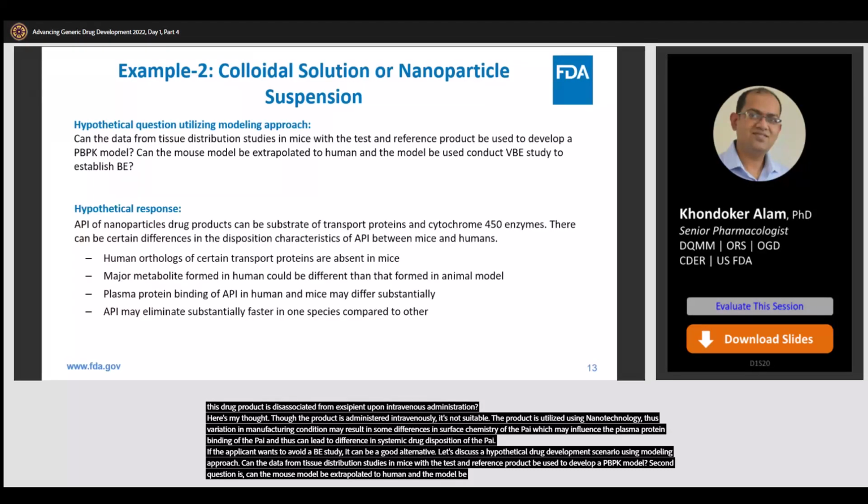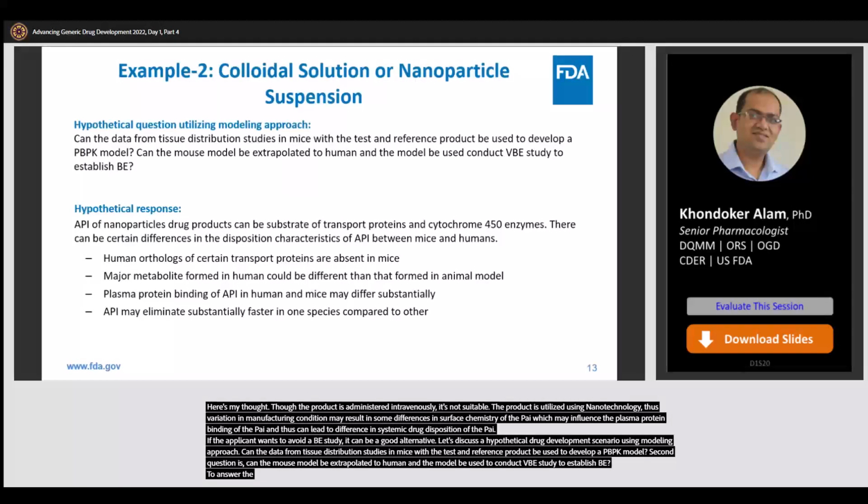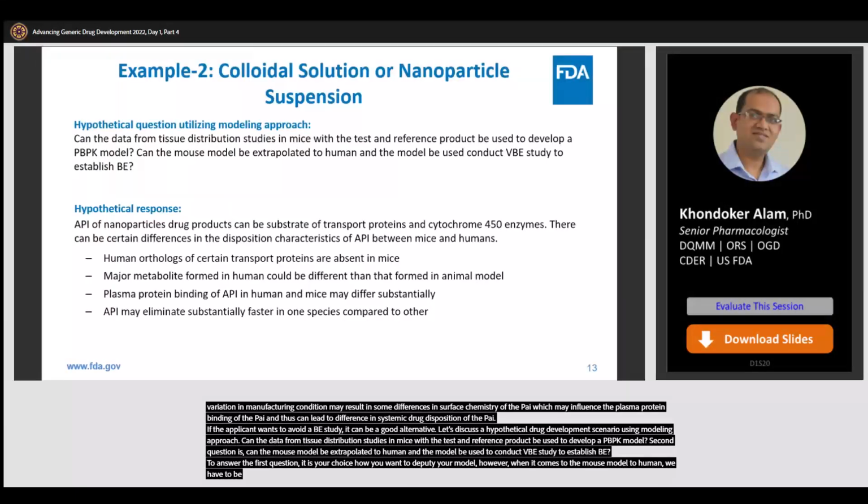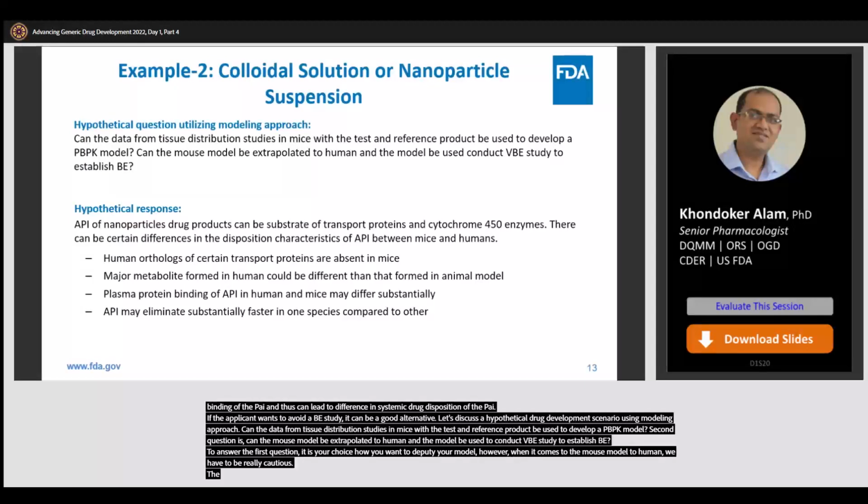To answer the first question, it is your choice how you want to develop your PBK model. However, when it comes to extrapolating the mouse model to human, we have to be a little cautious. API of nanoparticles can be substrate of transporter proteins or CYP enzymes. There could be certain differences in the disposition characteristics of API between mice and human.